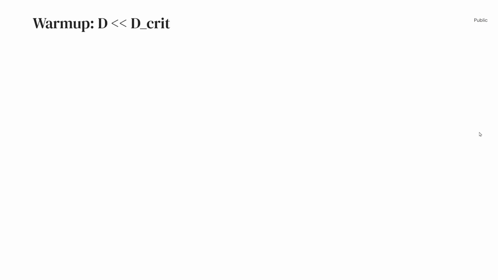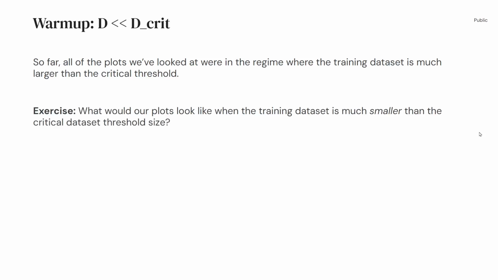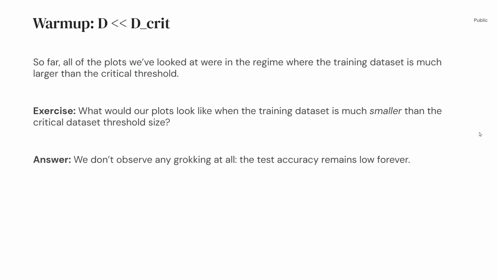So the first question is a warm-up question. When your data set size is much lower than the critical data set size, what should our training curve look like? Again, feel free to just shout out the answer. Right, so what does it look like if you just get the memorizing circuit, in terms of train and test loss? Your training loss is very good, and then your test loss never improves. Yep, that's exactly right. So you just get perfect training loss, and test accuracy remains low forever.